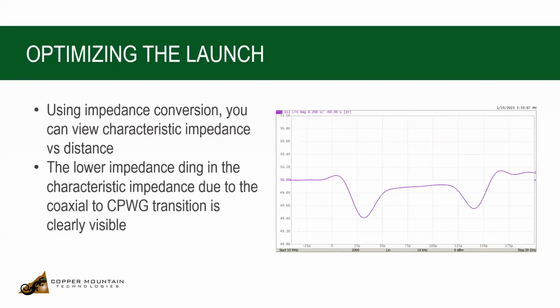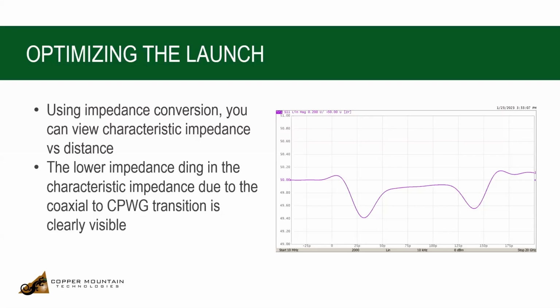So what can I do? Well, I can use the impedance conversion and get a little bit more information. Now here, instead of return loss, you know that the reflection coefficient is related to the complex impedance. That is, the reflection coefficient is (Z minus Z naught) over (Z plus Z naught).